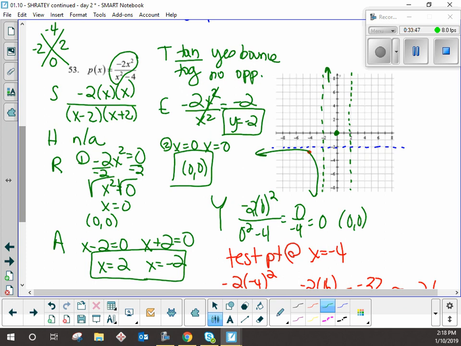So this is down, this is up. I have to figure out how to fill out that middle section. What do I know about the behavior at this root? It bounces. So it's going to be coming down like this, and then it's going to bounce and go right back up, because that's what bouncing does.